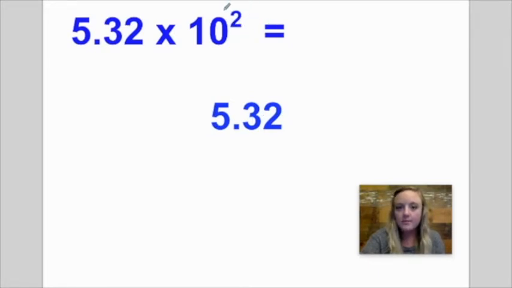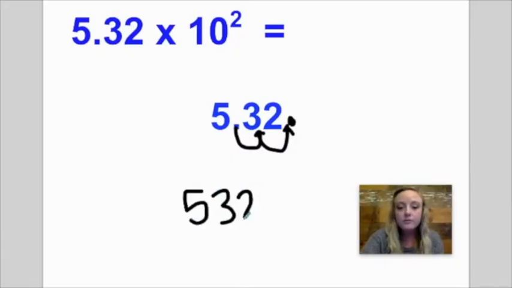I am moving my decimal point two places to represent 100. I am going to move my decimal point to the right because when I do this, 1, 2, and if I end my decimal point right here, my number went from a whole number of just 5 all the way to 532. Which is my final product.